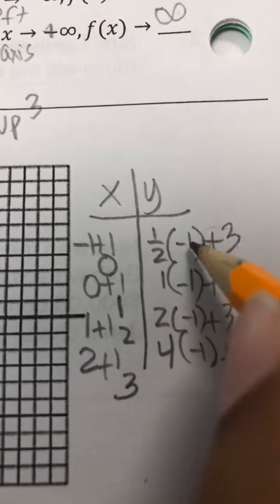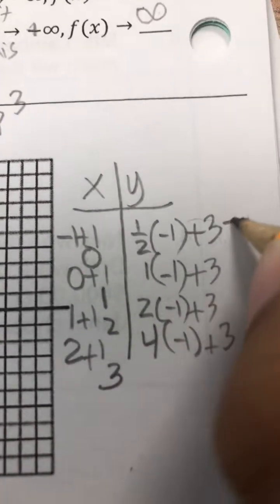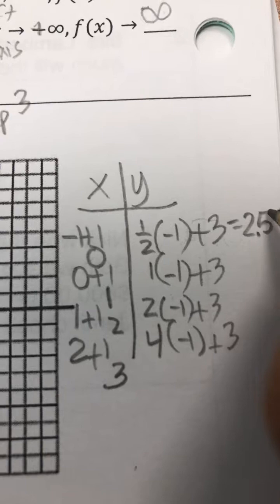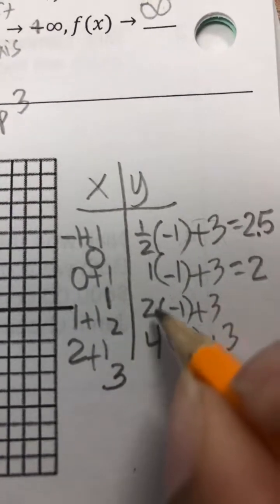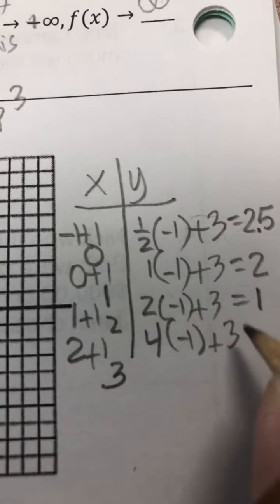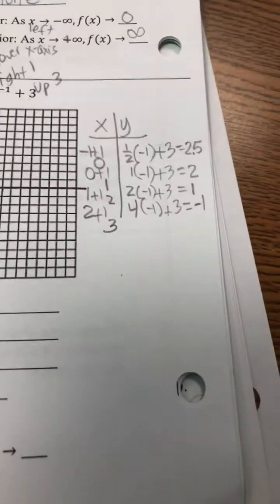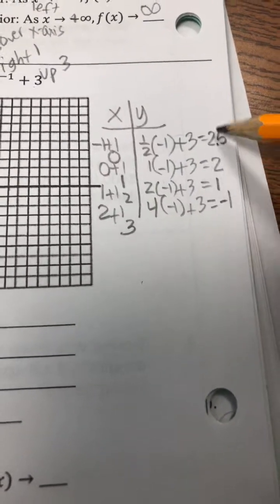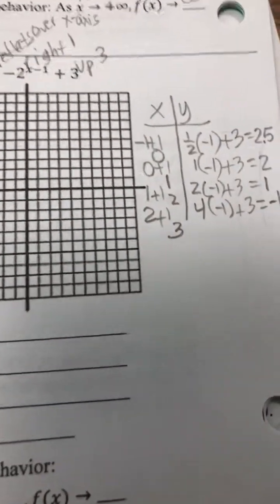And then here I get negative 0.5 plus 3, that's 2.5. Negative 1 plus 3 is 2. Negative 2 plus 3 is 1. And negative 4 plus 3 is negative 1. Oops, we haven't seen a negative yet. We haven't seen a negative in this row, and that's probably because we have a reflection.